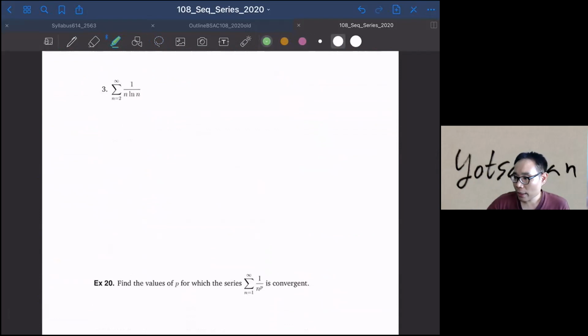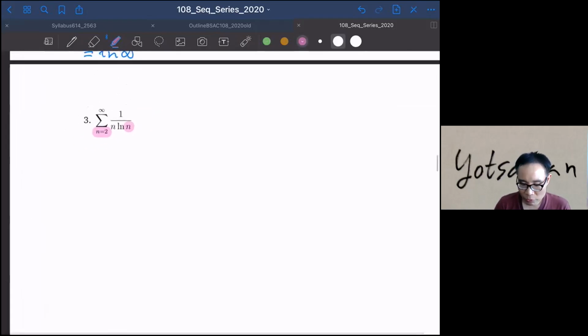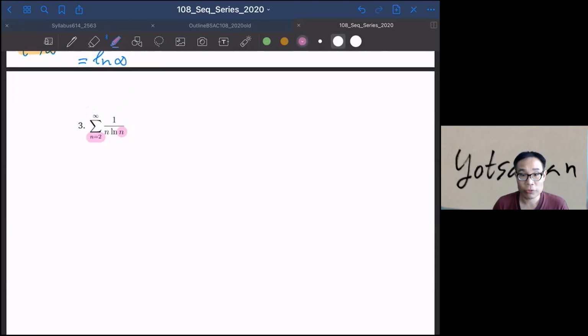For the next one, you see it's 1 over n log n. The thing you can see first is that this one is a little bit different from the previous one, because you have n equal to 2, not n equal to 1. We have n equal to 2 because you have log n here. If you have n equal to 1, it's going to be 1 over 0, so it's undefined, and we won't be able to have that. So we're going to have to start from n equal to 2 to infinity.